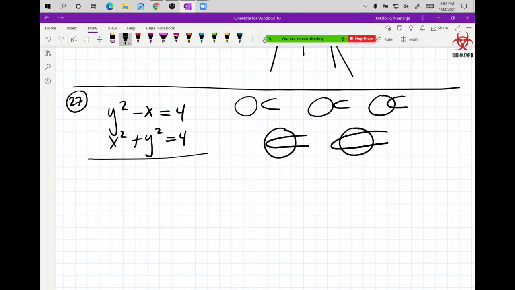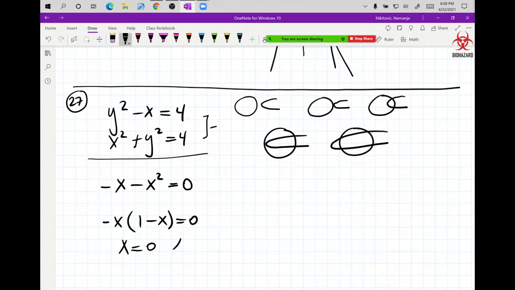But we can focus on calculations. Now, please note, both of these have y squared. Just simply subtract the equations. They both have it, right? So elimination, and we're done. So y squared minus y squared will cancel, and you get minus x squared equal to 0. 4 minus 4 is 0. So on top, when you factor out minus x, you get 1 minus x equal to 0. So x equals 0, x equals 1.